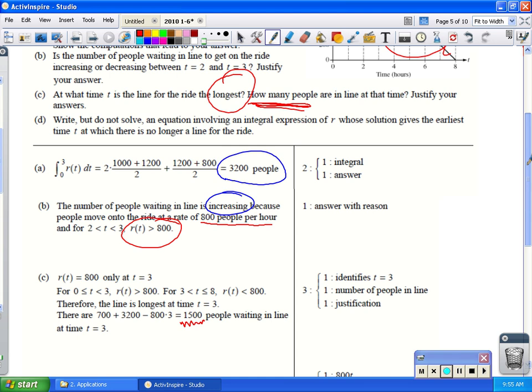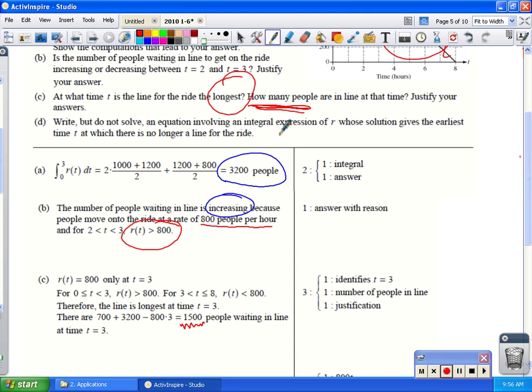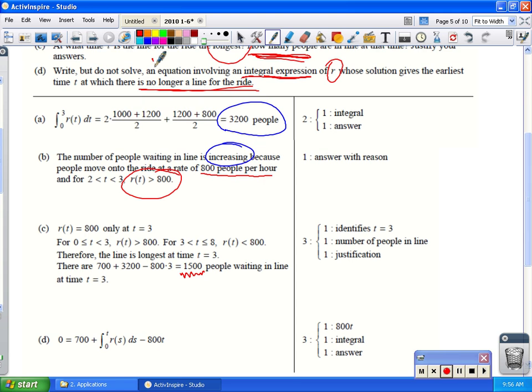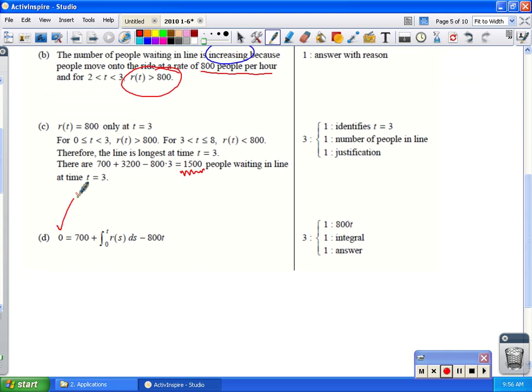Part D, write but do not solve an equation. They're telling you we want an integral of r whose solution gives the earliest time at which there is no longer a line for the ride. So also, keyword, want an equation. So if there are no people in line for the ride, we want there to be 0 people waiting in line. So there were initially, this is our initial condition, 700. Then we need to add up all of the people that were waiting in line.